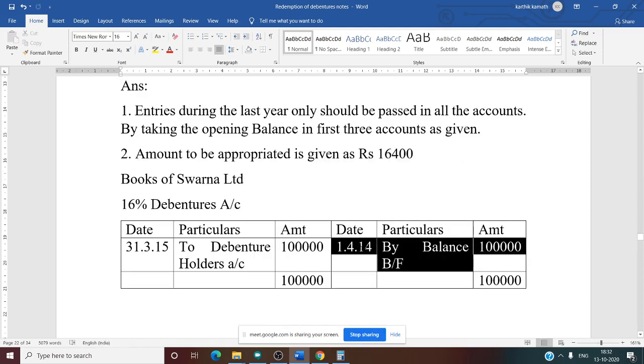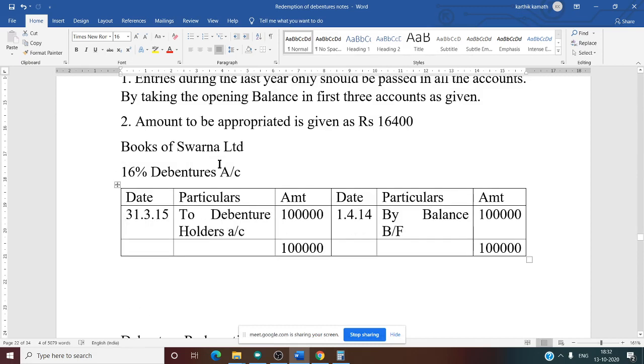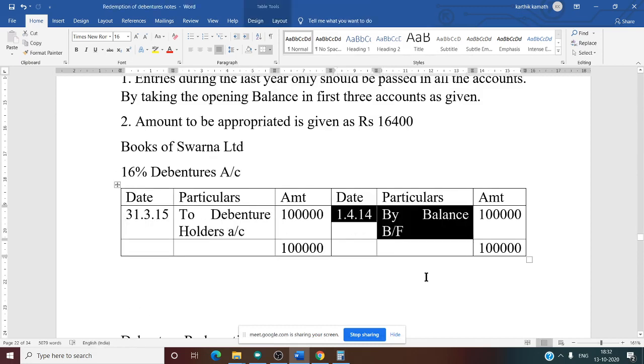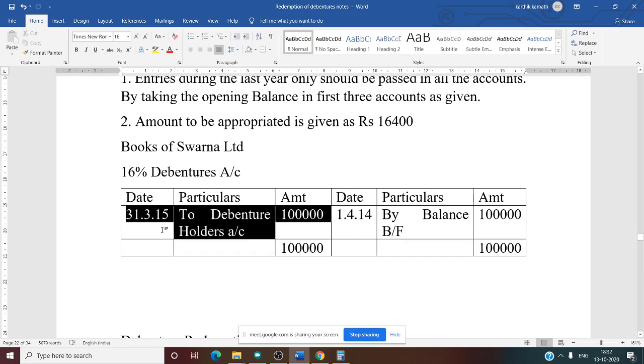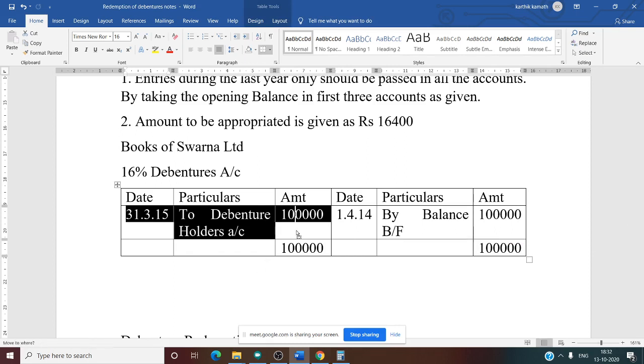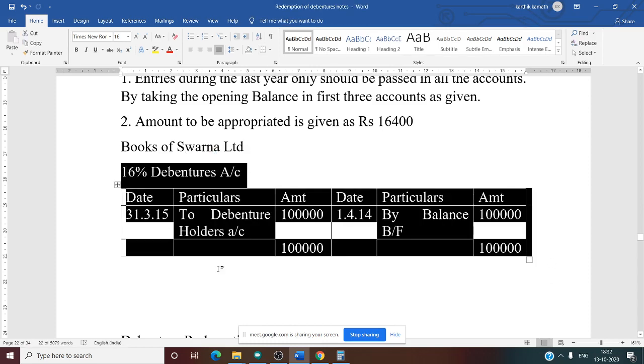The opening balance is given in the question on 1/4/2014. See this. 1 lakh. That is why we know that debenture has a credit balance. So start from the credit side. By balance brought forward, the opening balance given in the question, 1 lakh. Okay. So at the end of the last year, it is paid to the debenture holder. Very simple. So that is on 31/3/2015. Debenture account to debenture holder account. The company is going to pay the amount to the debenture holder, 1 lakh. Debenture account is closed. Only one entry, one year's entry.